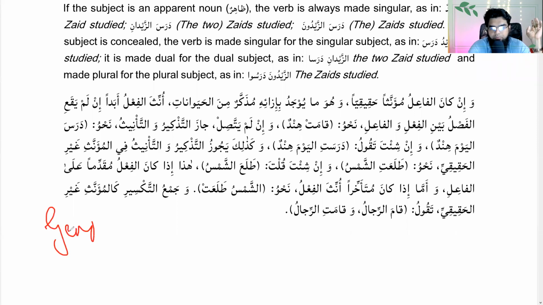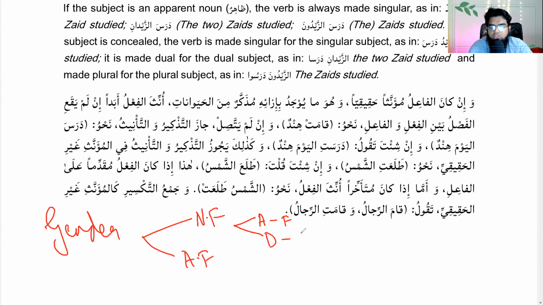Gender. So you have to see two things now. You can summarize two things. One is, is it a natural feminine? You have to ask a question. Is it a natural feminine or an artificial feminine? If it's a natural feminine, you have to ask two questions again. Is it attached? Yes, so feminine always. Is it detached? Then it's his choice.